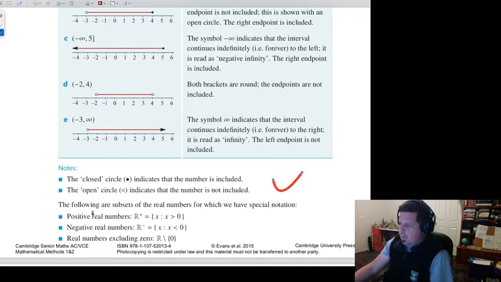It says the following are subsets of real numbers for which we have special notation. If you want to talk about positive real numbers, you can just write R with a little plus. Negative real numbers can be written with a negative. Real numbers excluding 0, you can write R excluding the element 0 in the braces.